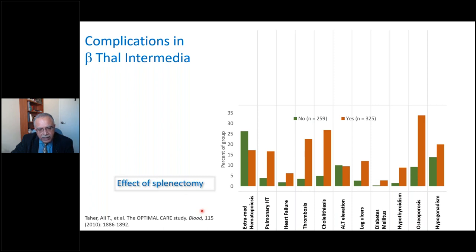Tahir, in which they compared several hundred patients who either did not have splenectomy or underwent splenectomy. And most of the complications that were detected, whether pulmonary hypertension, heart failure, thrombosis, cholelithiasis, and so on, were many times more common in patients who had undergone splenectomy.